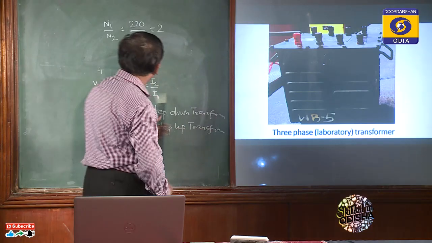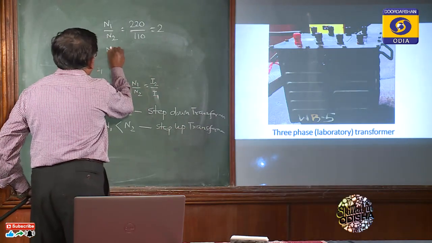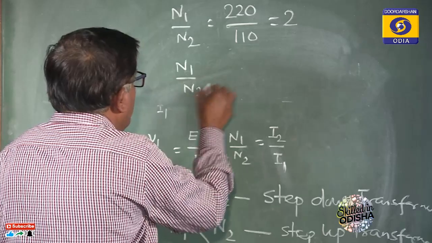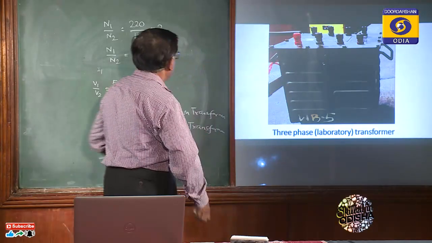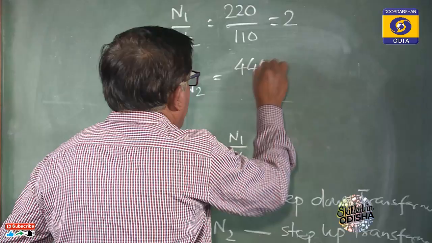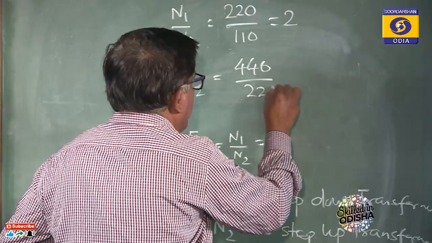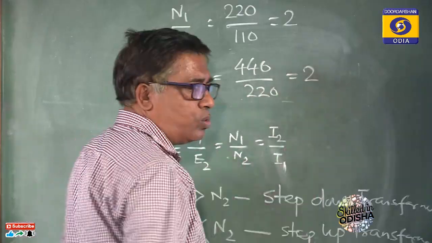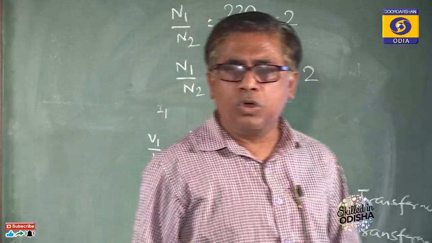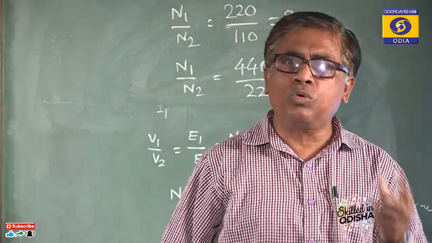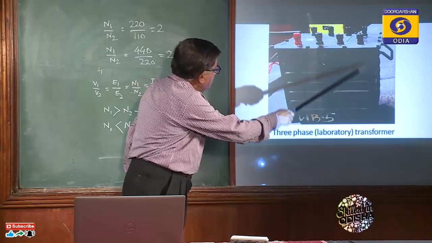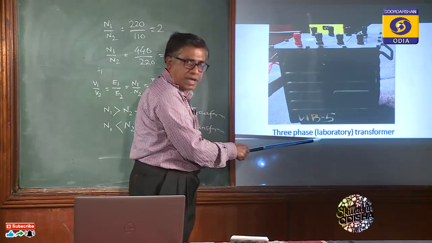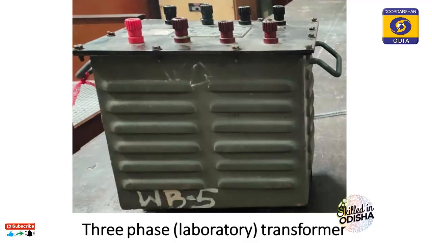What is the ratio here? Now N1 by N2. The primary voltage, this is your primary side, it is your 440 side, and the secondary side is 220 side. So the transformation ratio is 2, or you can say K is equal to 2. So this is your three phase transformer, this is your laboratory type. I have taken it from the college laboratory. Fine.